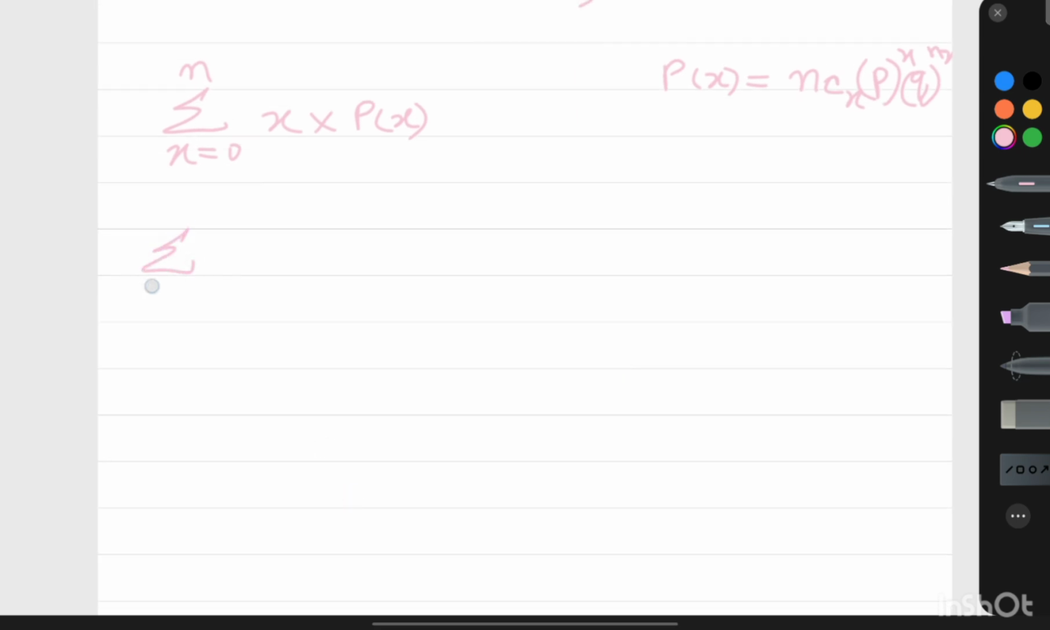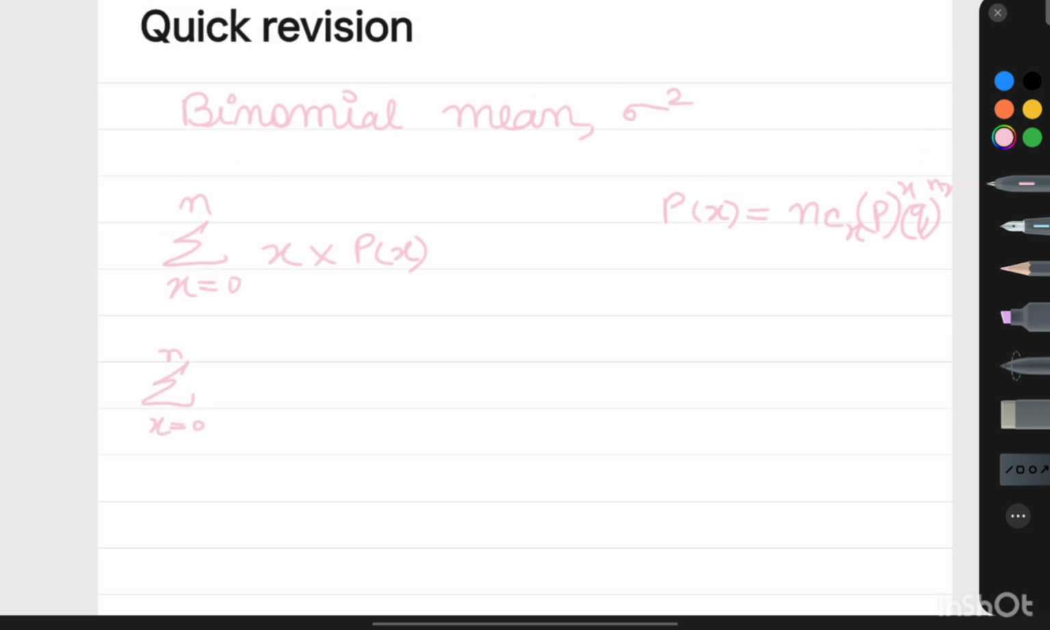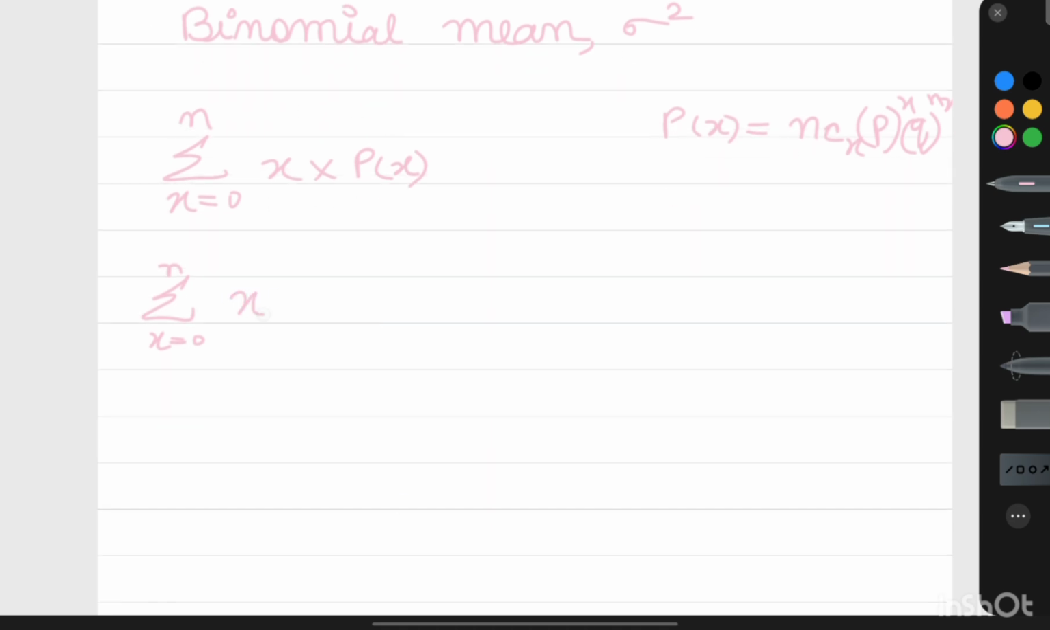All you have to remember is this. You need to remember that the formula of the mean was x into f(x), or write p(x), doesn't matter. All you have to remember is this, and we are now substituting the value of p(x) which I have just written here. You can see I can highlight it here. Okay, so let's substitute this.